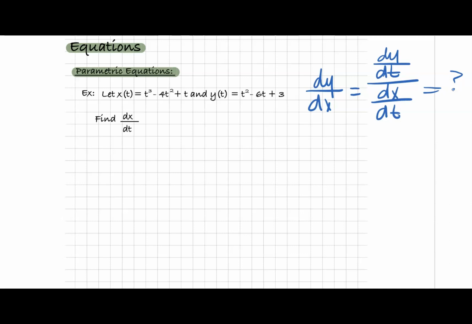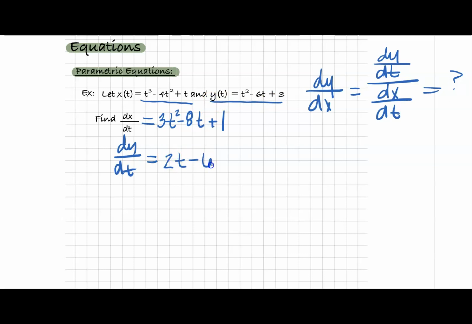And so I'm going to take each individual equation and find their derivatives. First, I'm going to start with dx dt. So this is going to be equal to just taking the derivative of this with respect to t. So that means all of our rules will apply. We're just using t instead of the x like our other problems. So this would be 3t squared minus 8t plus 1. I also want to find dy dt. So I'm going to take the derivative of this function with respect to t. So that would be 2t minus 6 plus 3.